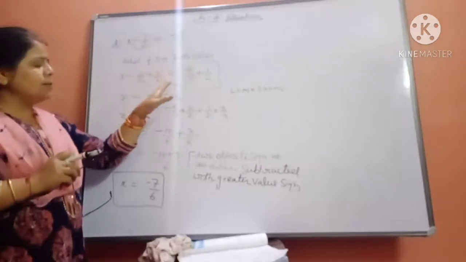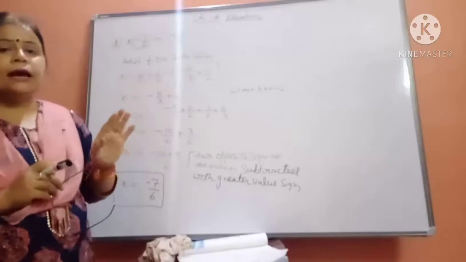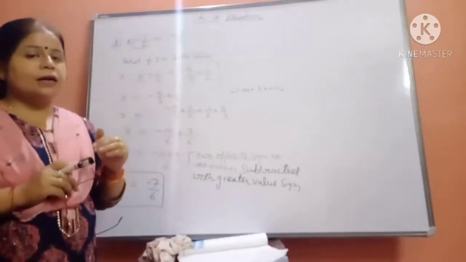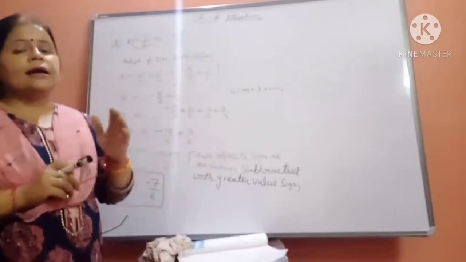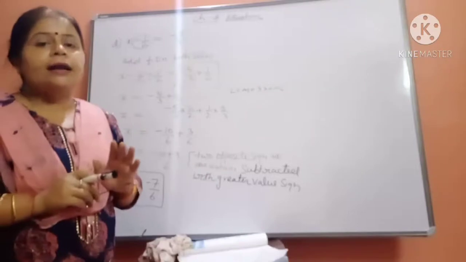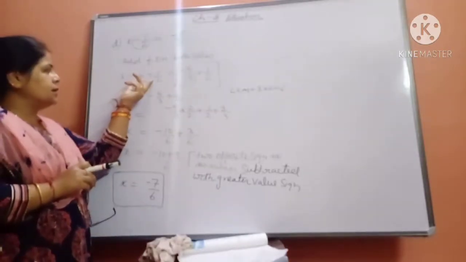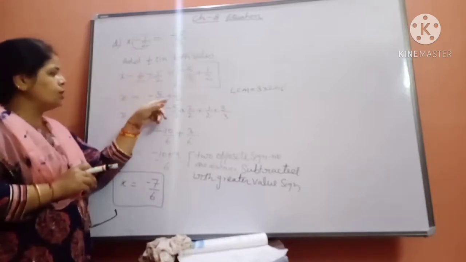Whatever operation you are doing on the left hand side, the same operation you will do on the right hand side. What mistake are the children making? They are adding or subtracting on the left hand side, but they are not doing the same operation on the right hand side, and in this way they are not getting the correct answer. Now see, x is equal to, the rest of the part has been removed from here. Now x is equal to minus 5/3 plus 1/2.